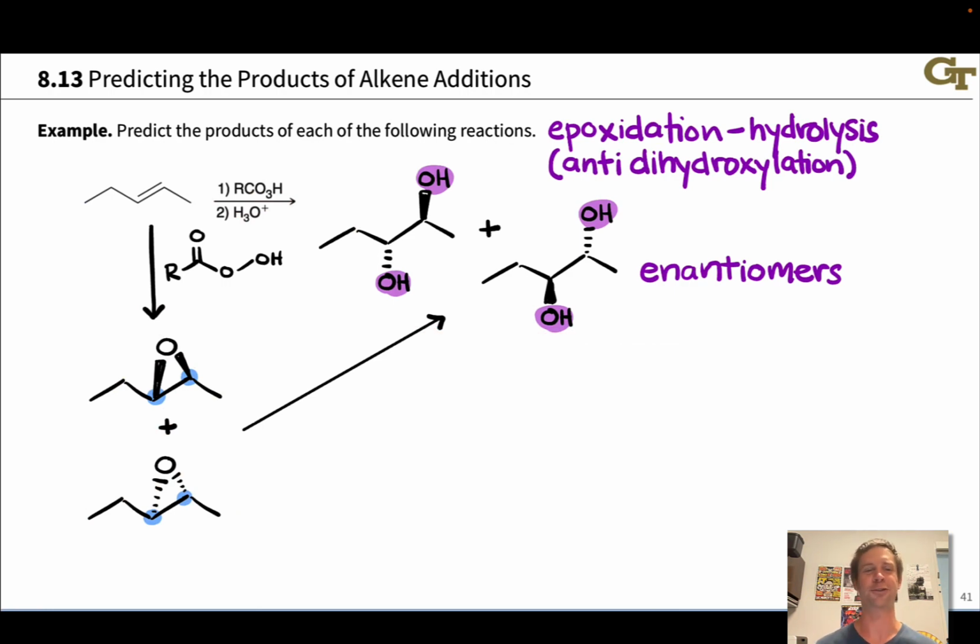That's worth actually pausing and checking on your own that no matter which carbon we add to in either of these epoxides, we get one of these two enantiomers. Only the anti products, none of the syn dihydroxylation products, are observed.